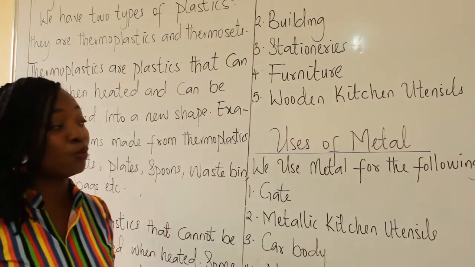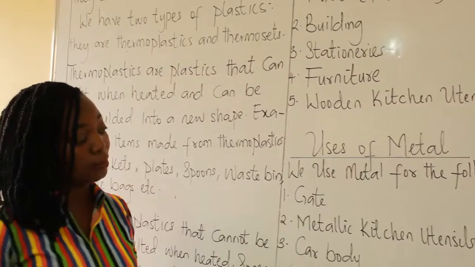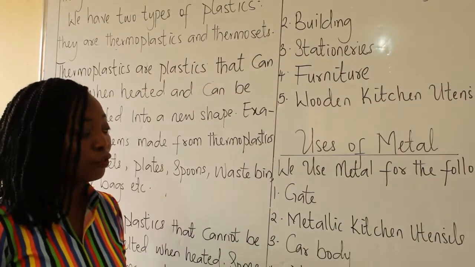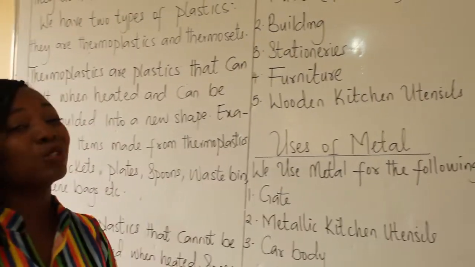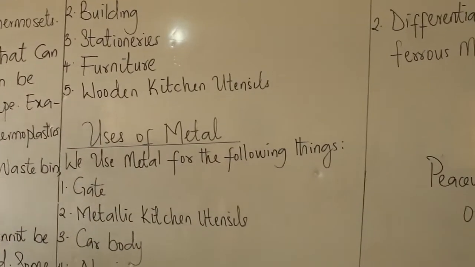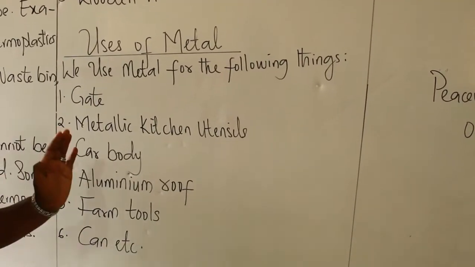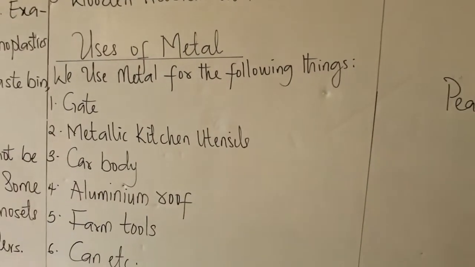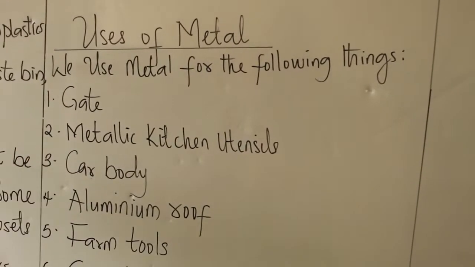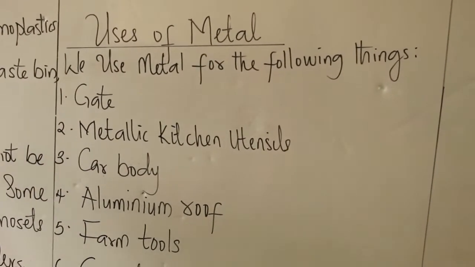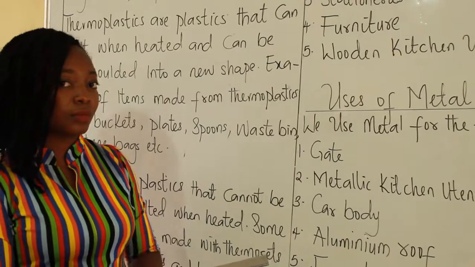Let's now move to the uses of metal. We use metal for the following things. We have so many uses of metal. When you look around you, you see so many things made out of metal. We're taking just a few. The gates in our houses are made from metal. Our aluminium doors too are made from metal.